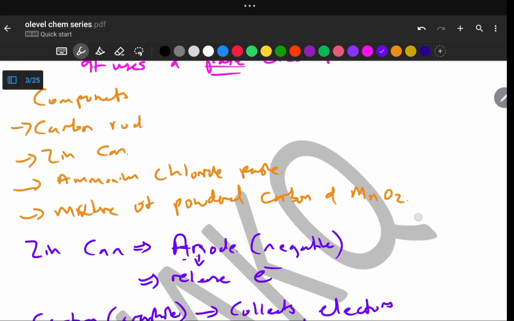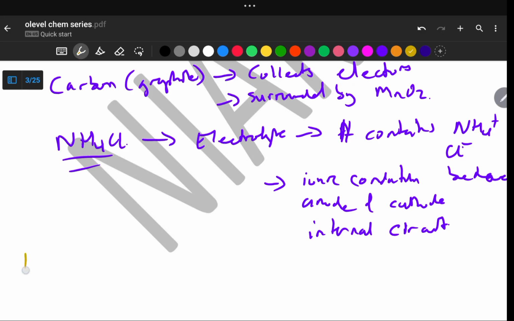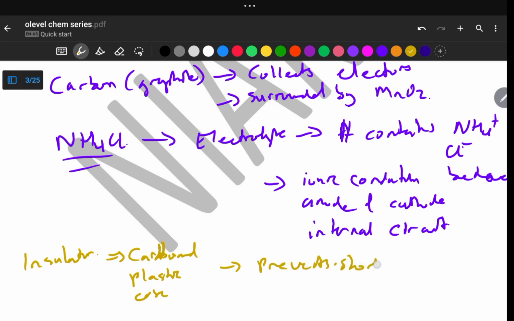And what else do we have? This one is our depolarizer, like we have said before. We also have the insulator. Usually the insulator can be a cardboard or a plastic case, right? So this prevents short circuiting. Are we together, guys? So these are the functions of the components we have in a dry cell.